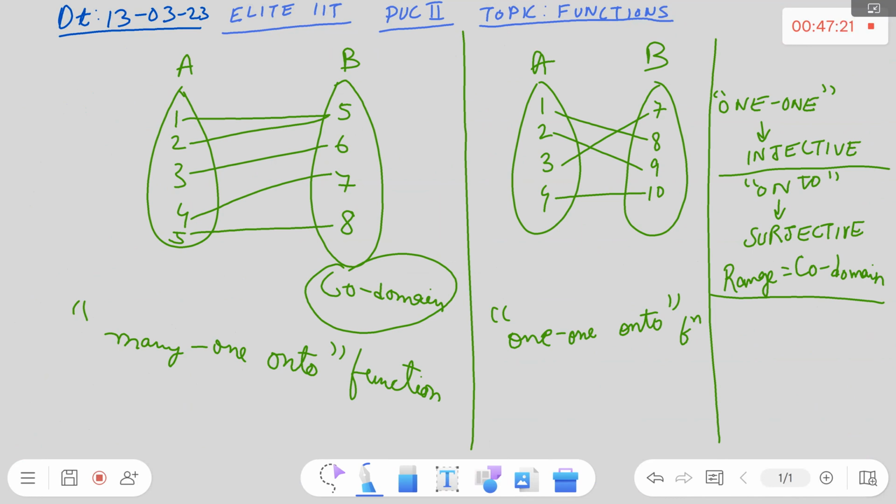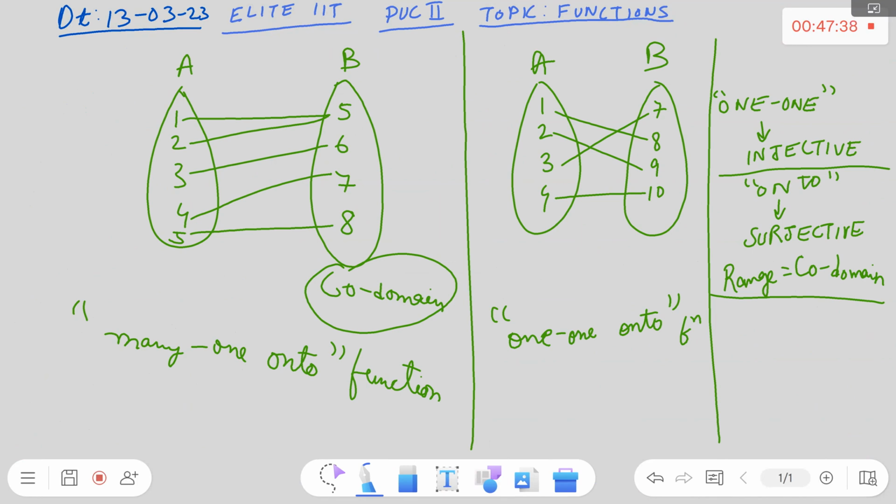Will range be equal to codomain? What is the meaning of range? We just defined range, right? Range is the set of all images.